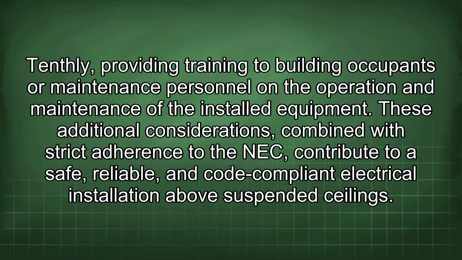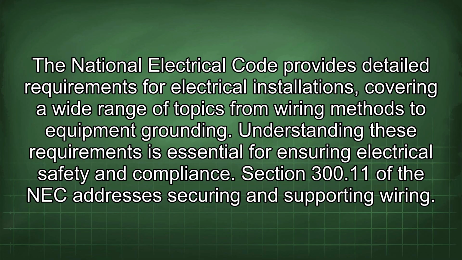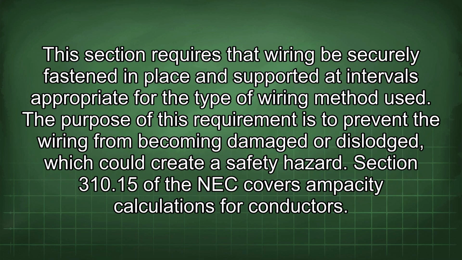The National Electrical Code provides detailed requirements for electrical installations, covering a wide range of topics from wiring methods to equipment grounding. Understanding these requirements is essential for ensuring electrical safety and compliance. Section 300.11 of the NEC addresses securing and supporting wiring. This section requires that wiring be securely fastened in place and supported at intervals appropriate for the type of wiring method used. The purpose of this requirement is to prevent the wiring from becoming damaged or dislodged, which could create a safety hazard.